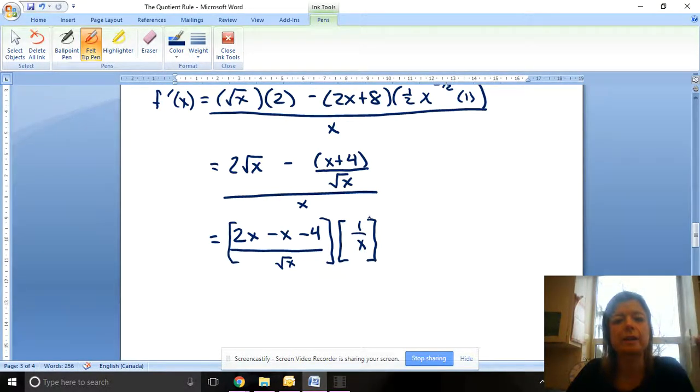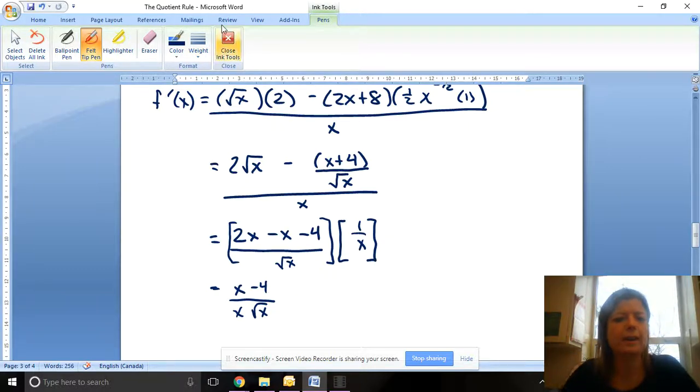Okay, so what did I do here? If you are confused, just take a moment to pause this and look at it. I got a common denominator on this top. That's all I did, and distributed this negative. That's all I did over here. And then instead of writing divided by x, I wrote it as multiplying by 1 over x. If this confuses you, make a big star. I will explain it to you in person in class. Okay, so at this point now you just simplify to x minus 4 divided by x root x. And that is the derivative function. Okay, this is the derivative function.